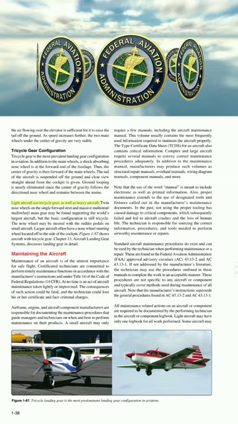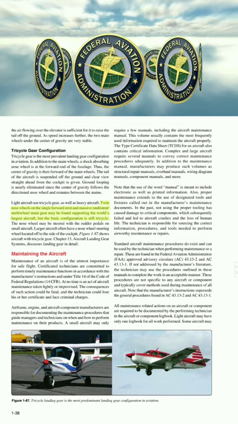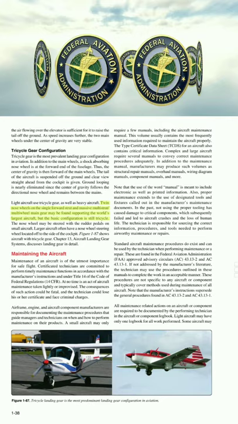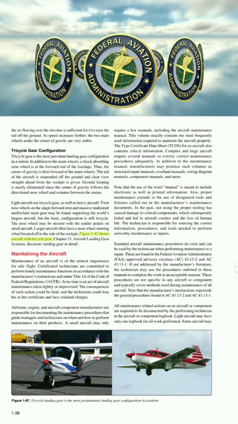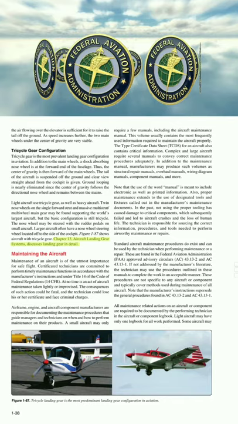Light aircraft use tricycle gear as well as heavy aircraft. Twin nose wheels on the single forward strut and massive multi-strut, multi-wheel main gear may be found supporting the world's largest aircraft, but the basic configuration is still tricycle. The nose wheel may be steered with the rudder pedals on small aircraft. Larger aircraft often have a nose wheel steering wheel located off to the side of the cockpit. Figure 187 shows aircraft with tricycle gear. Chapter 13, Aircraft Landing Gear Systems, discusses landing gear in detail.